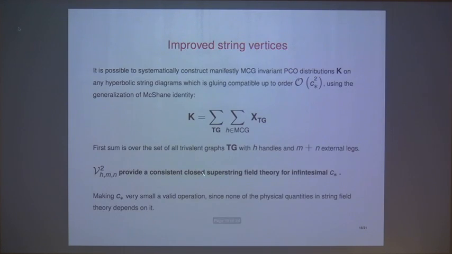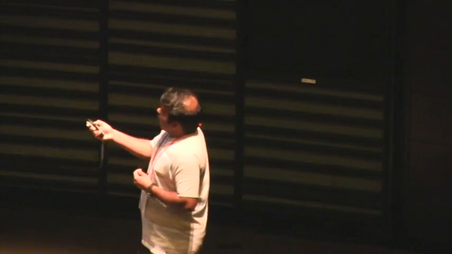The very nice feature of hyperbolic string diagrams is that I can generalize this construction to any hyperbolic string diagram having an arbitrary number of handles and arbitrary number of external punctures. So we have a generalization of the McShane identity on hyperbolic string diagrams. These string diagrams can have borders as well, so we can use identities due to McShane and Mirzakhani. Then, using these identities, I can systematically construct a PCO distribution that's manifestly invariant under MCG transformation and gluing compatible.